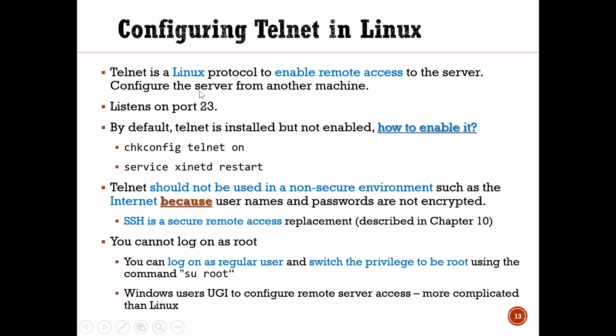The server is listening on port 23, so any client that wants to access Telnet does so by connecting to port 23. Whenever the client connects to port 23, it means it uses the Telnet service to access that particular server. By default, Telnet is installed but not enabled on Linux. To enable it, you need to run these commands: chkconfig telnet on, and then restart xinetd, which is the daemon here.